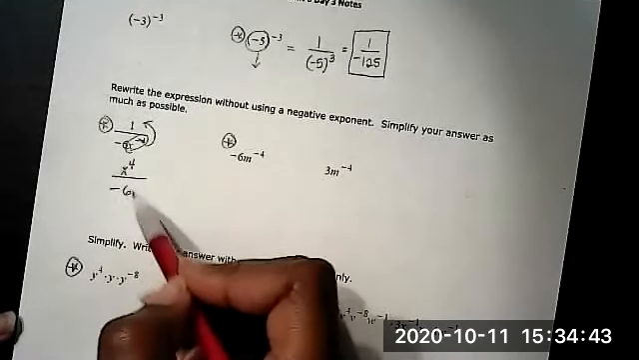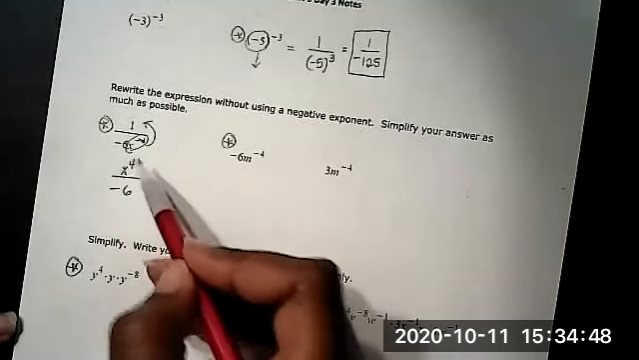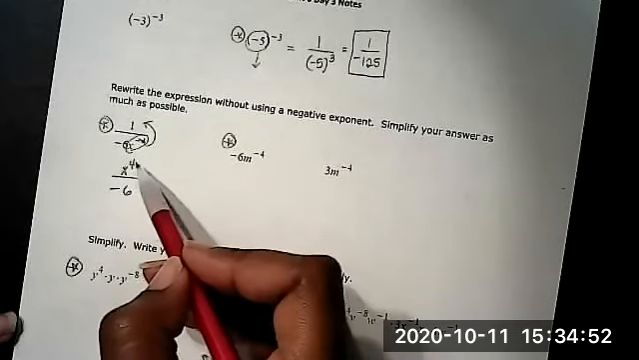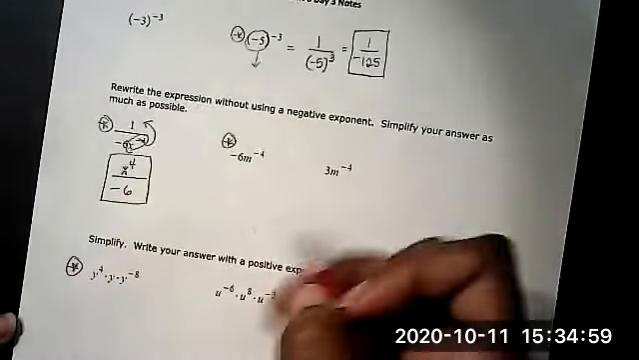Can that negative 6 be at the bottom? Yes. We're talking about negative exponents, not negative numbers. Negative numbers are fine, but negative exponents have to be changed. That's why this exponent went to the top. So this is your answer. That's the furthest we can go.